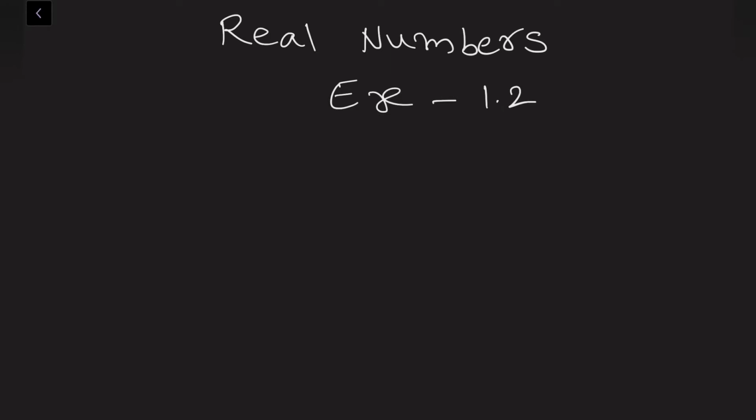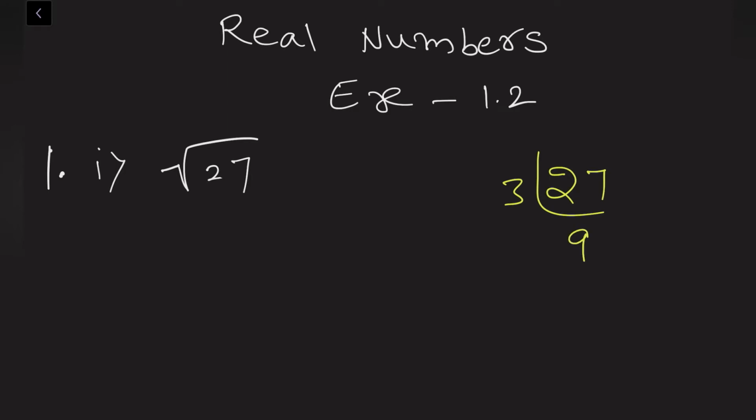Okay, now in exercise 1.2, the first bit we have is under root 27. Classify the following numbers as rational or irrational. We need to check whether the given numbers are rational or irrational. For root 27, do the prime factorization. For 27, 3 9s are 27, 3 3s are 9.